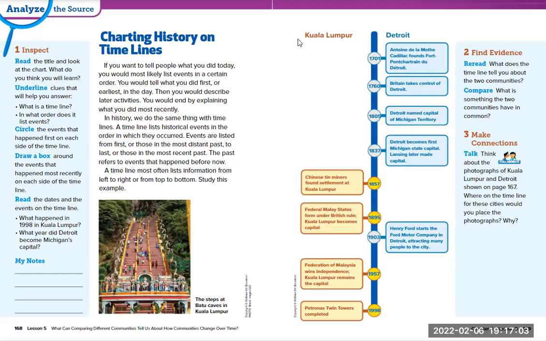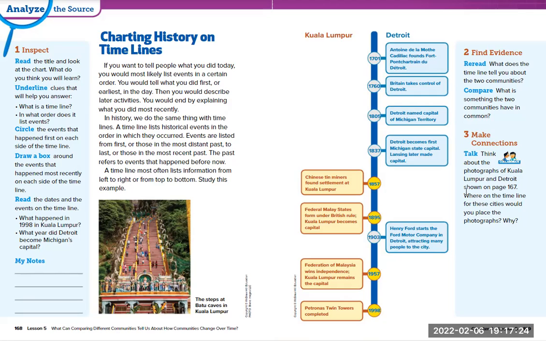Because Detroit is in the US and Kuala Lumpur is in Southeast Asia, do you think that anything from the Americas and from Southeast Asia could have something in common? Make sure that you check each and every one of these so that you can see if they share anything.